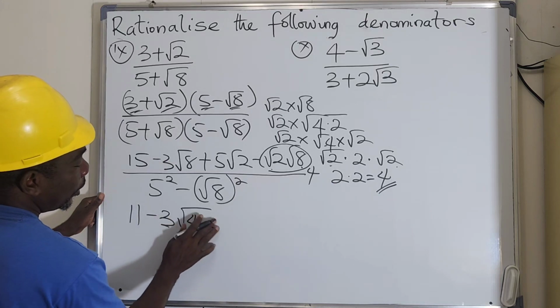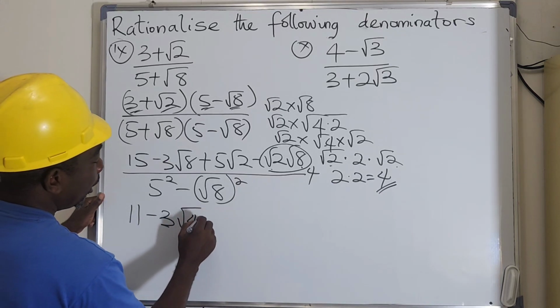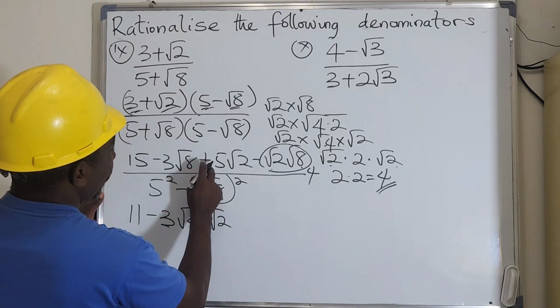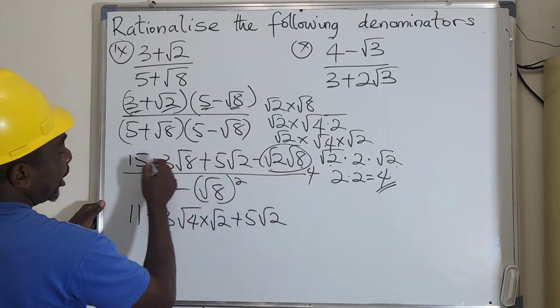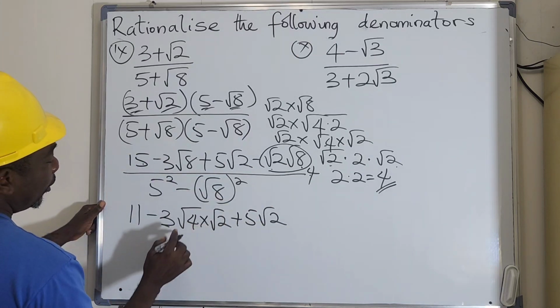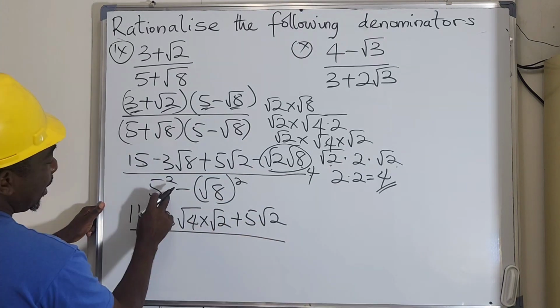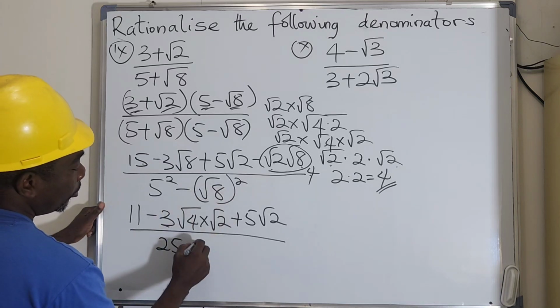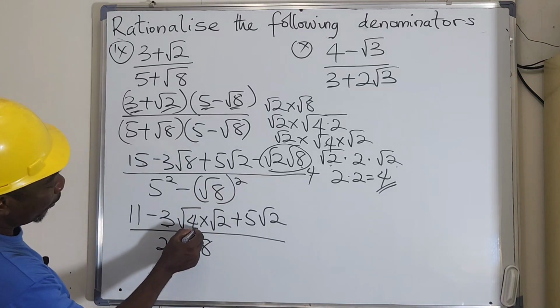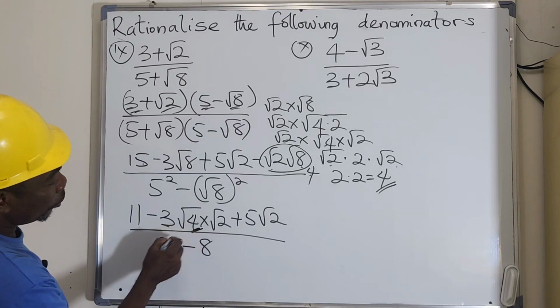Then root 4 times 2 is the same thing as root 4 times root 2. Then we have plus 5 root 2. We subtracted this one, so this is what we have. All over 25 minus this place becomes 8. Here we have root 4, and root 4 here is 2.